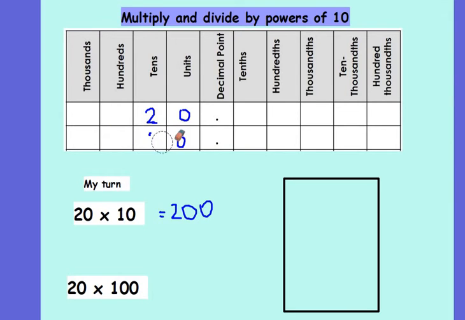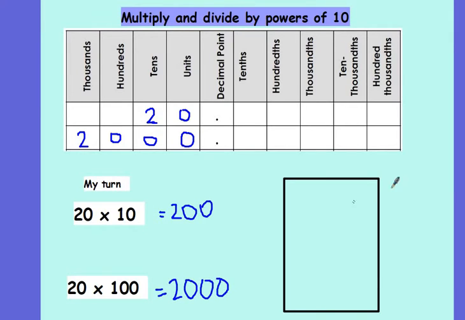I've then got 20 times 100, so this time I'm starting with 20. I move all my digits up 2 places when I multiply by 100. So my 2 ends up here, my 0 ends up here, and I fill in my gaps with more zeros. So that's going to give me 2000.